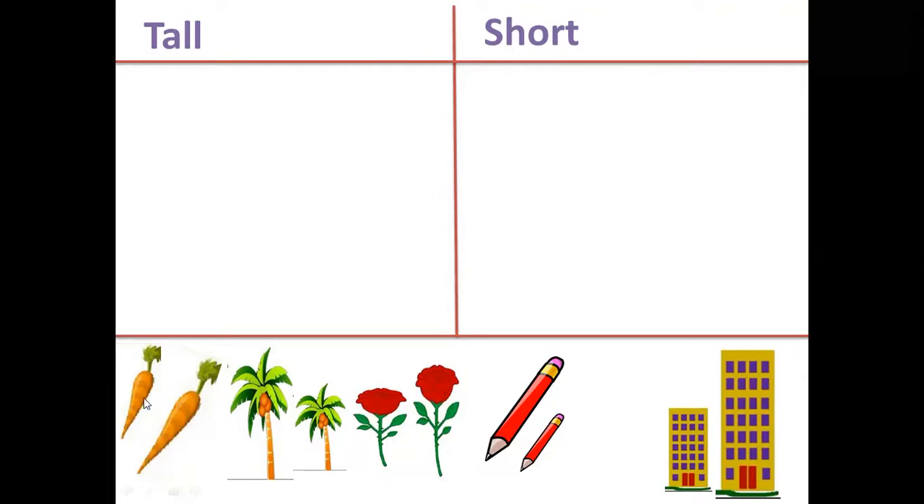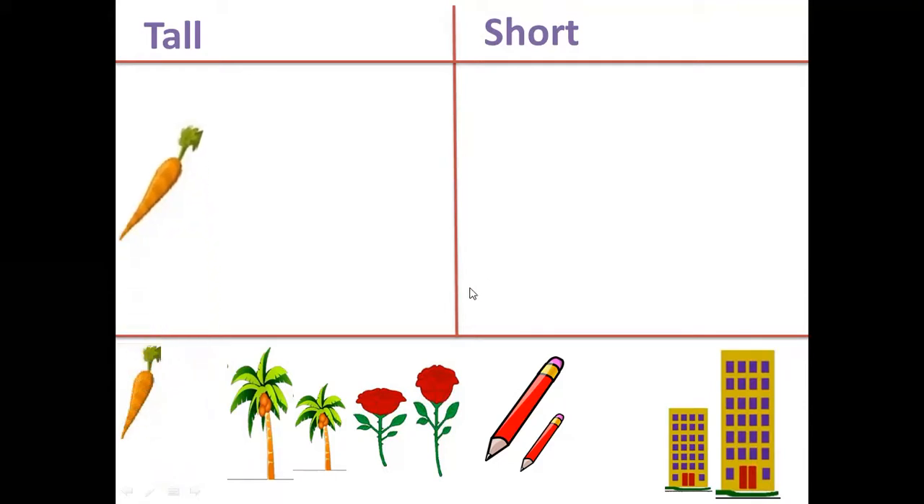Understood? Now look here, there are two carrots. Which one is taller? This one or this one? Check out the first one. Look here. This carrot is taller than this one. So that's why we put it under the tall column. Now the next one will come in the short column because its height is smaller than the first one.